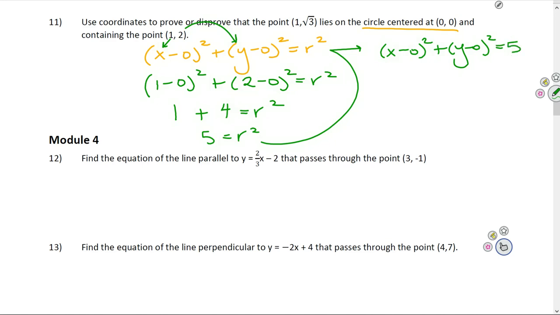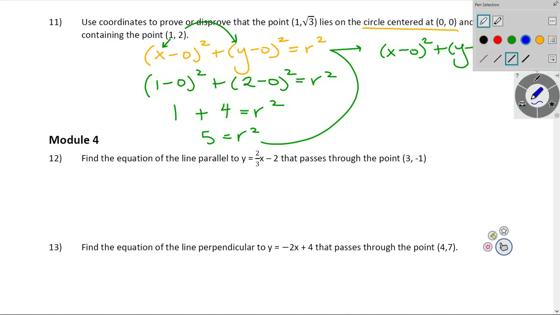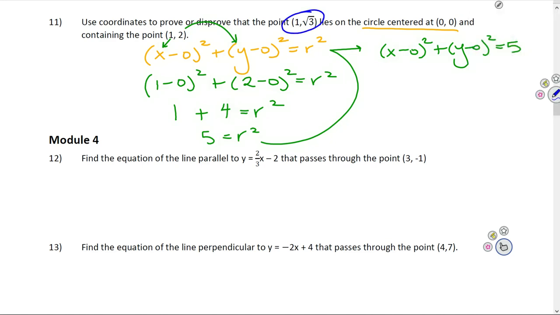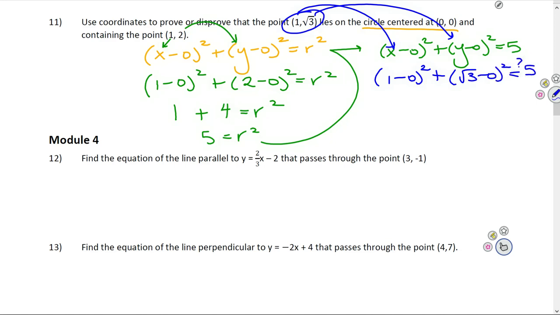Okay, that is a circle centered at (0, 0) and contains the point (1, 2). Now the question right now is, is the point (1, √3) on that circle? Well, if I plug 1 into x and √3 in for y, I get (1 minus 0) squared plus (√3 minus 0) squared. Does that equal 5? I'm not sure.